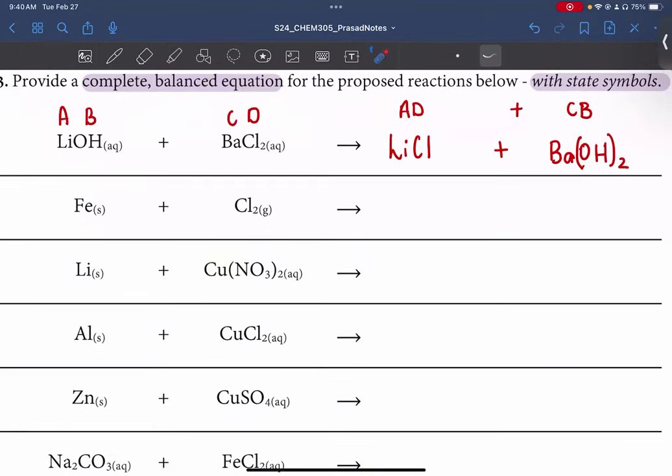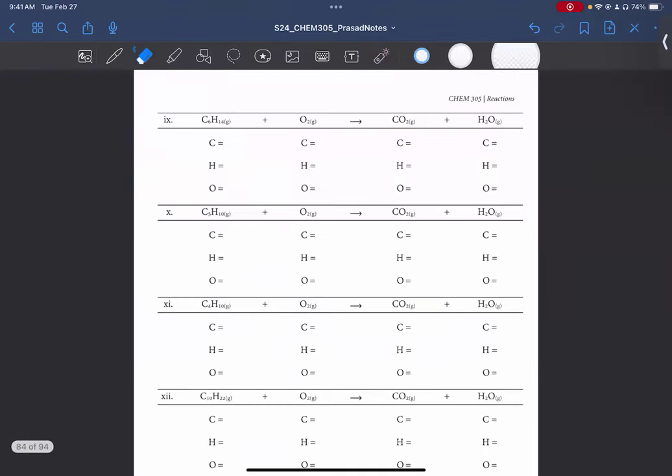Going through the list, starting with lithium, there is 1 lithium on the left, 1 on the right. Check. 1 barium on the left, 1 on the right. Check. But the issue now is, you have 1 hydroxide on the left, but 2 on the right side. Similarly, you have 2 chlorines on the left, and only 1 on the right. I'm not giving you space for those guides that we used before, so if you'd like to draw, you're free to.